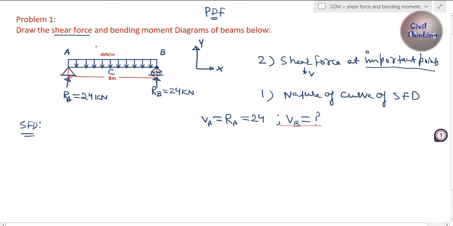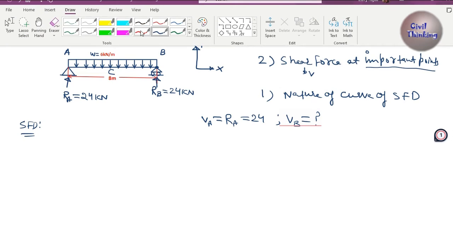Let us say this is 6 kilonewton per meter. Let's assume it to be W. W is equal to 6 kilonewton per meter, because we have to find a generalized shear force equation, so I am just assuming it to be W. Let us find the shear force at a general distance x from support A, as I am showing.